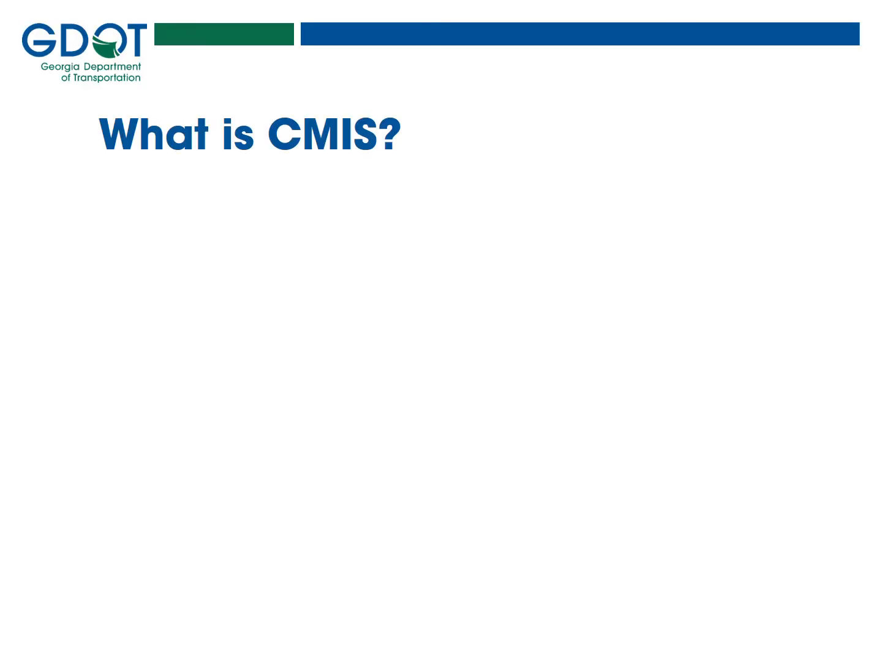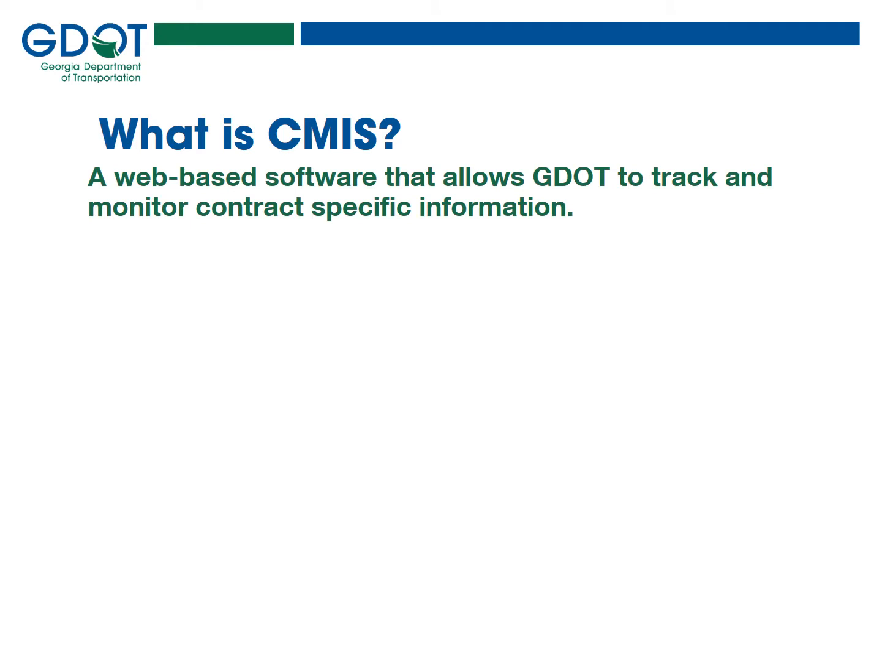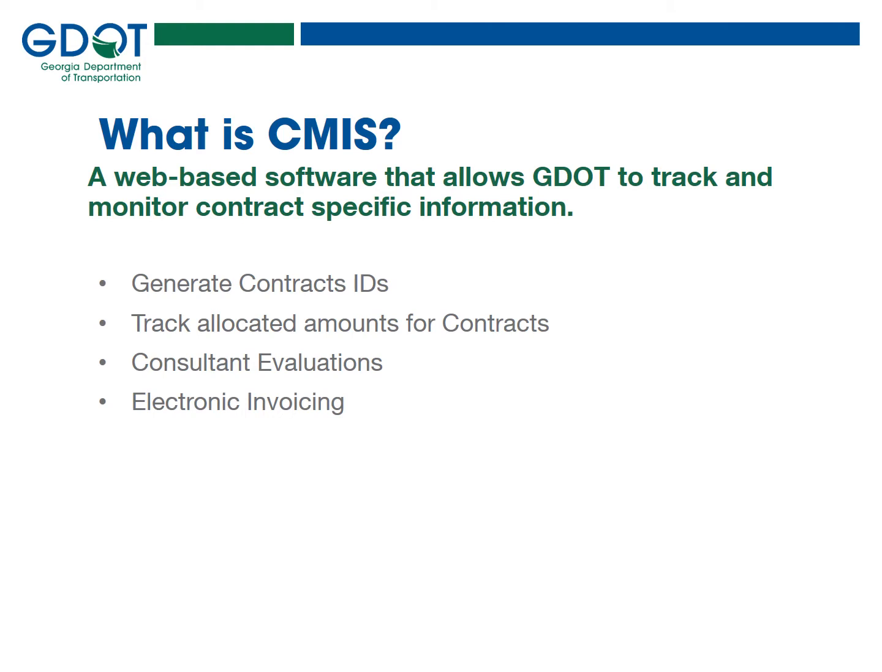What is CMIS? CMIS is a web-based software that allows GDOT to track and monitor contract-specific information. A few things that you are able to do within CMIS are generate contract IDs, track allocated amounts for contracts, consultant evaluations, and electronic invoicing.